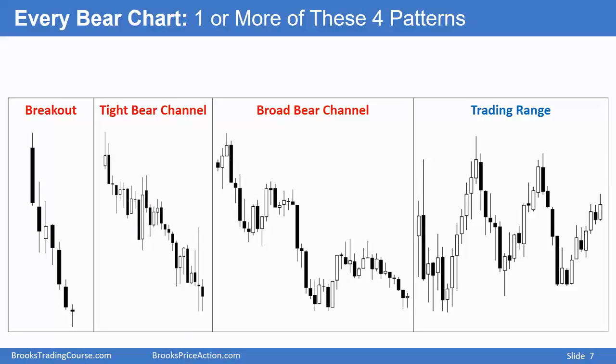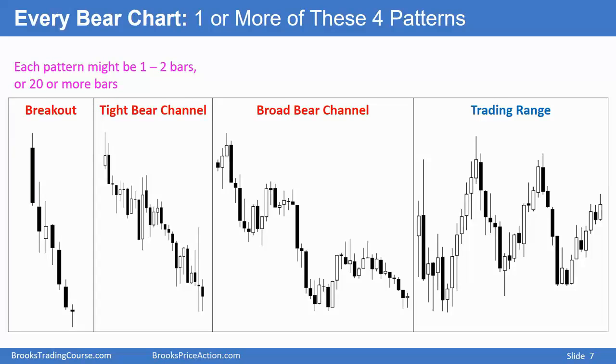Again, every trend is made of one of these 4 components. I just talked about bull trends, and now I'm going to be talking about bear trends. And the same thing applies. Every bear trend is made of one or more of these 4 components. So if you look at any chart and it's in a bear trend, starting at the upper left, going down to the lower right, it's composed entirely of one of these 4 components.